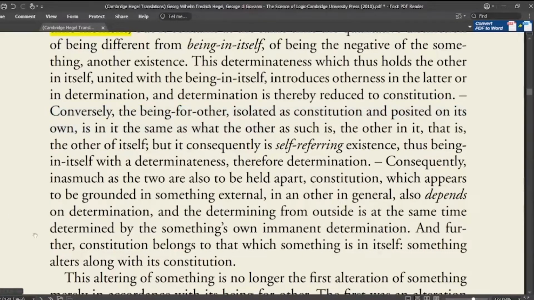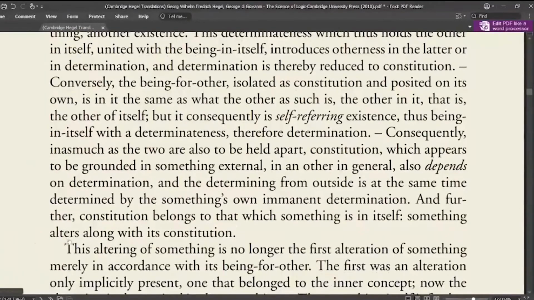Consequently, as much as the two are also to be held apart, constitution, which appears to be grounded in something external in an other in general, also depends on determination. And the determining from outside is at the same time determined by the something's own immanent determination. And further, constitution belongs to that which something is in itself. Something alters along with its constitution.